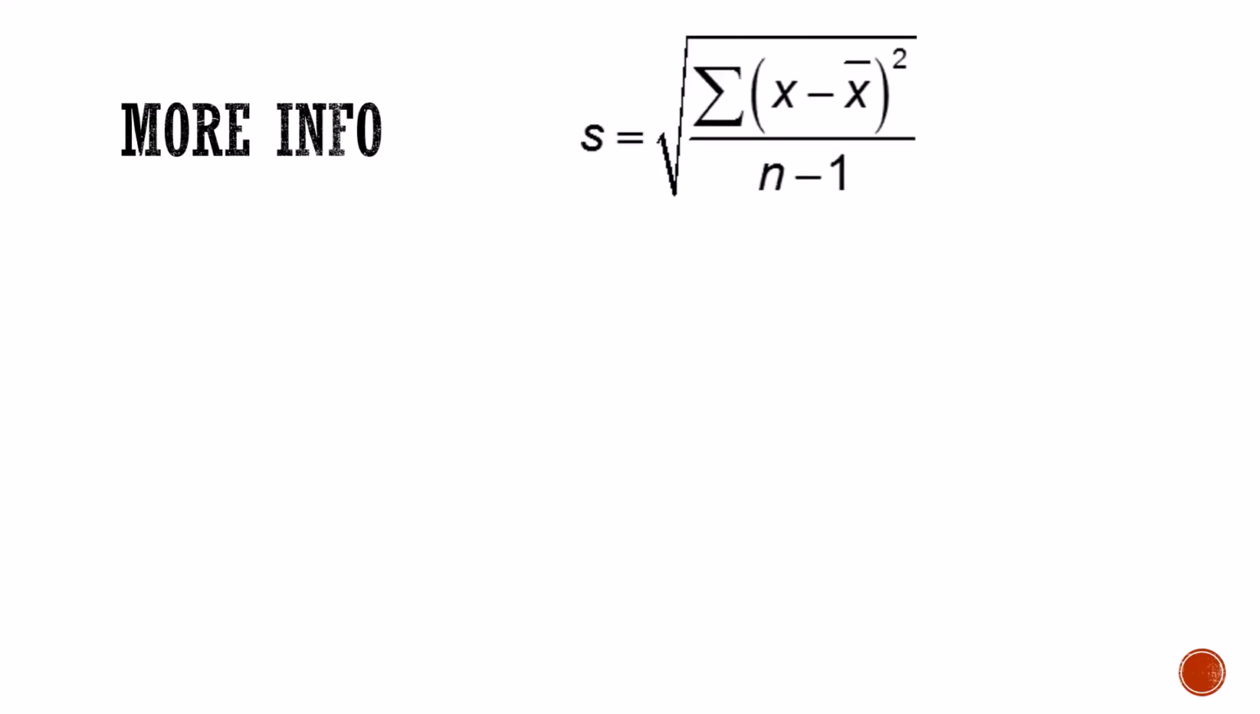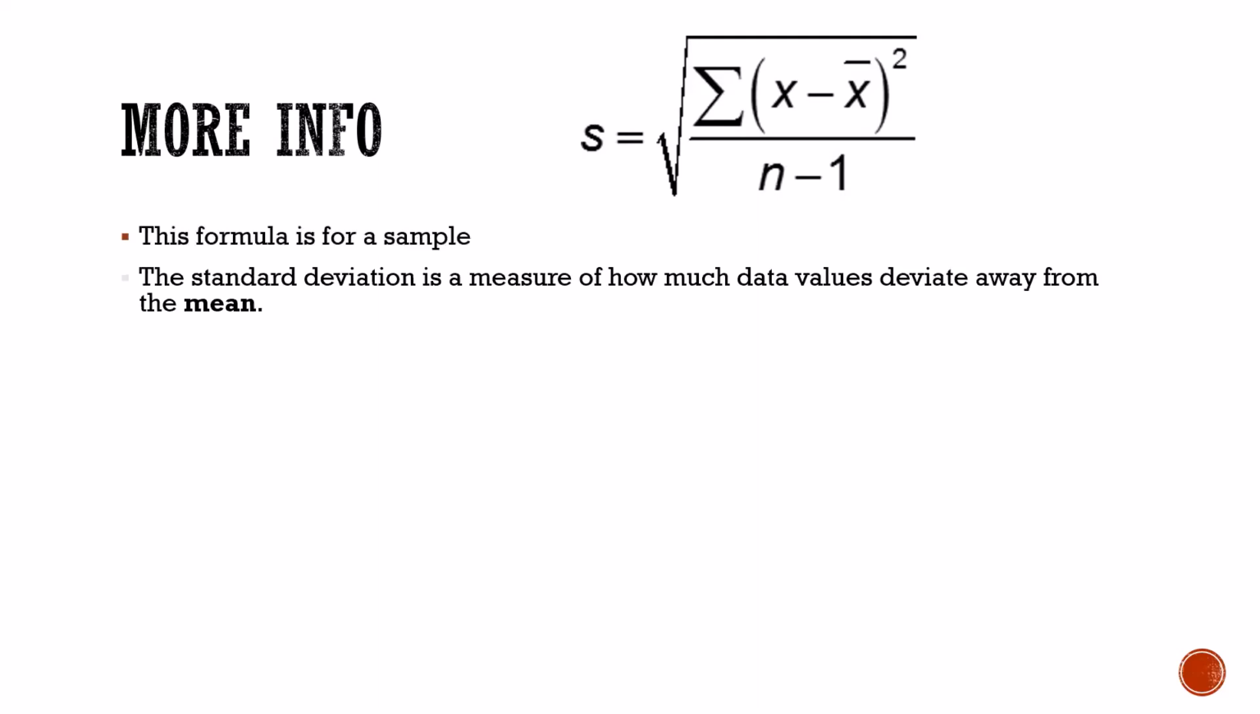This is the formula. I think that's going to need some explanation. A little complicated looking, so we'll talk about that. This is a formula for the sample. We'll talk more about this. Standard deviation, again, tells you how much data values deviate away from the mean. That's why for each data value, you're subtracting the mean from it. That's part of that.